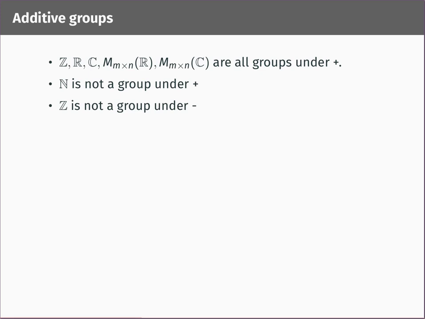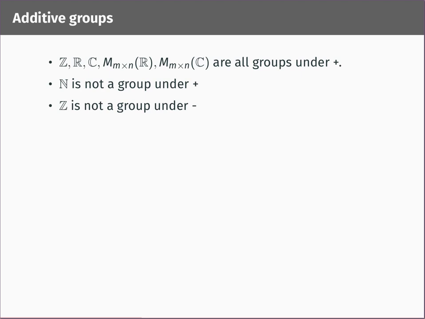To begin with, as we've already seen, Z is a group under addition. So Z is an additive group. Similarly, the real numbers are a group under addition. The complex numbers are a group under addition. The set of all m by n matrices with real entries or complex entries are all groups under addition.